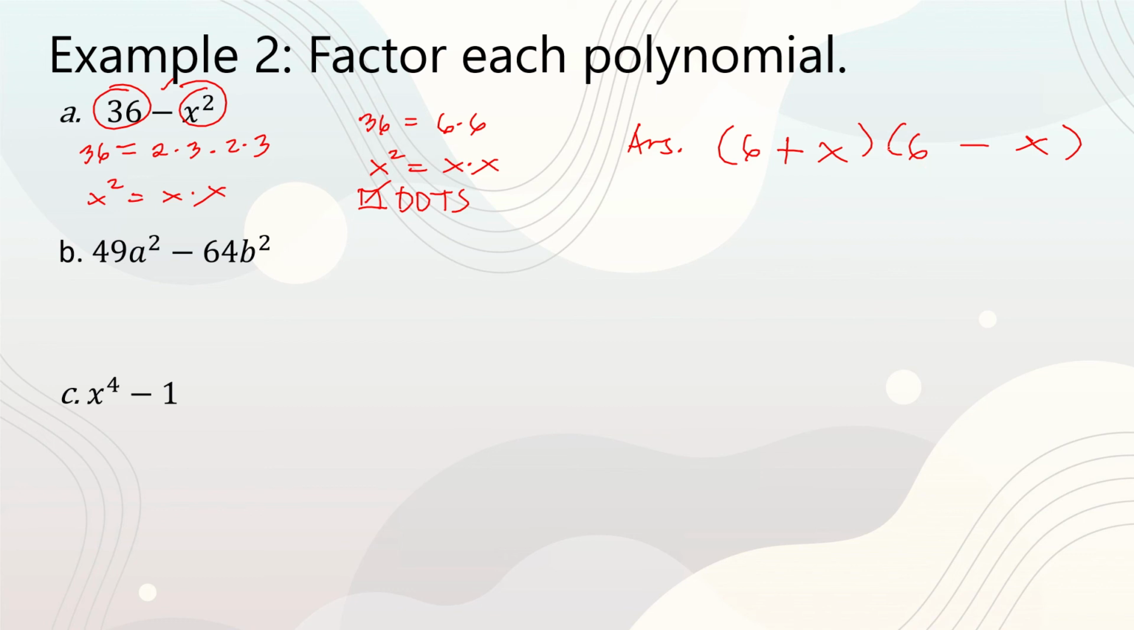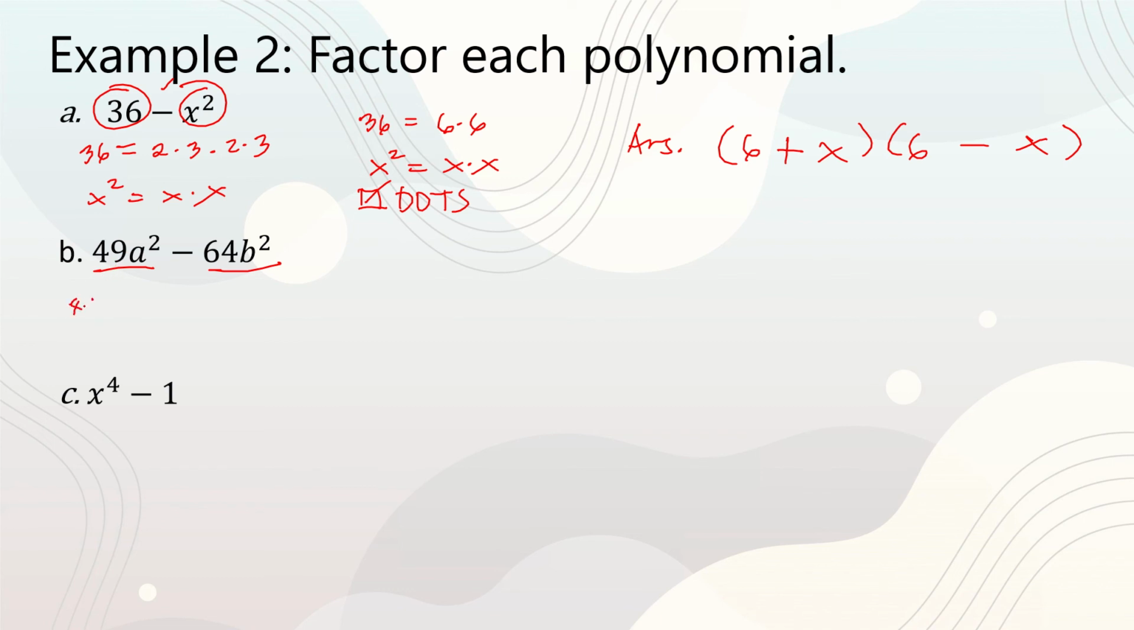How about in B? Now, I will tell you right away that there's no common factor. So, as is lang yan. You can verify, you can continue with step 2 by identifying number of terms. So, may dalawang terms. Ang option mo, DOTS or SDTC. So, gamitin natin dito, tingnan natin kung magagamit na si DOTS.